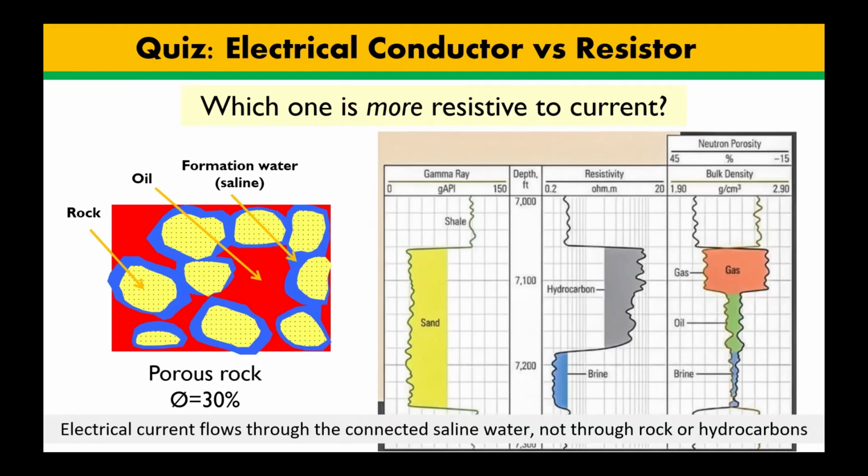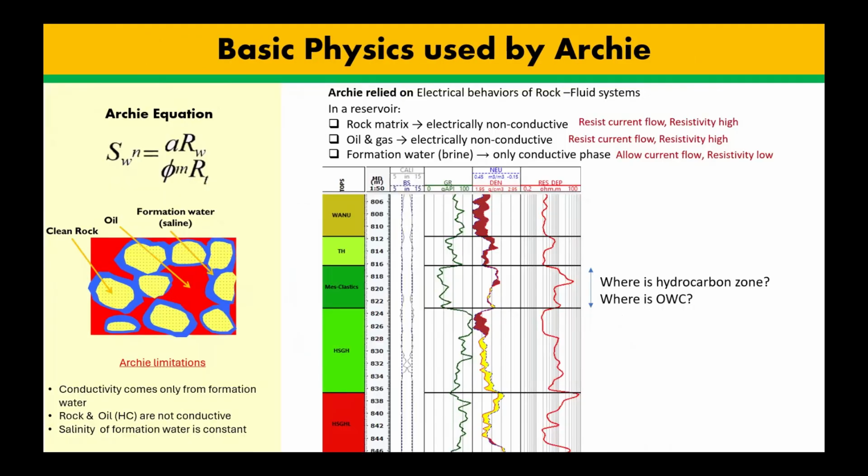Now I will explain a little bit of information about Archie. Archie developed this equation through laboratory experiments, but the details are too technical for today's session. So what really matters is that Archie identified a simple link between the rock porosity, the formation water, and the electrical behaviors of rock and fluids to estimate the hydrocarbon saturation.